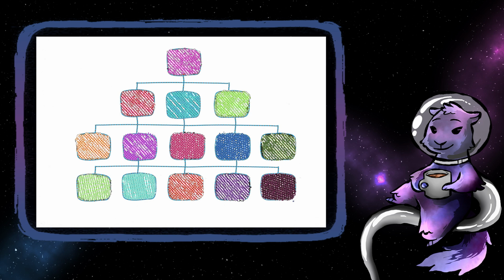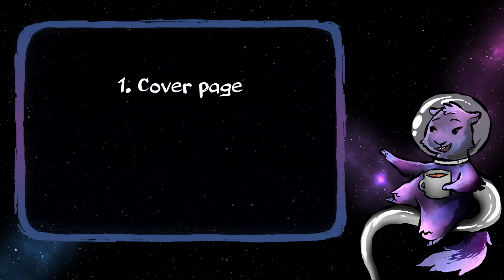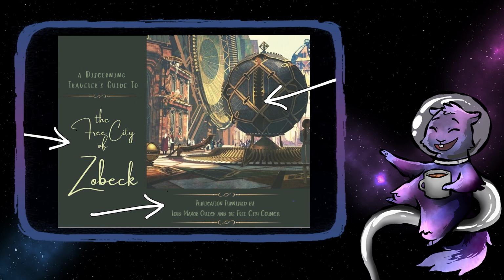So let's lay out the overall structure for the guide. Remember, this is just how I do it. If you look at how Max made his guide, it's laid out entirely differently than mine, and that's great. Regardless, here's the way I go about it. Cover page. This is technically optional, but it does add a lot to the reading experience. Keep it simple. Have the name of your guide, a picture, and information about who's publishing the guide. Maybe a quote. Don't overthink it.